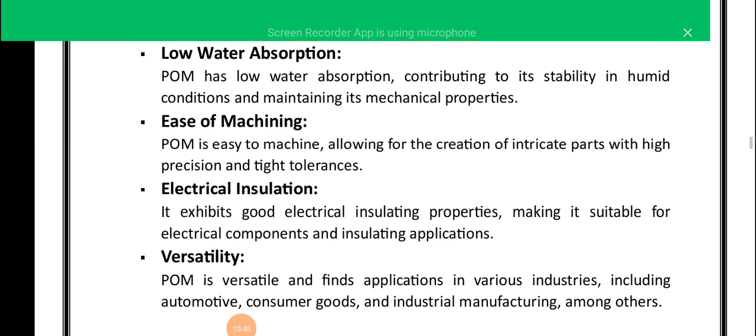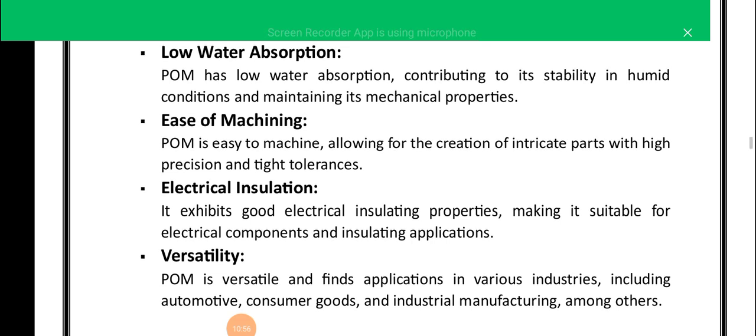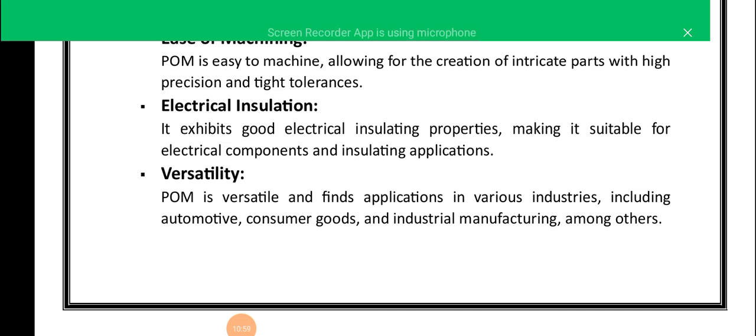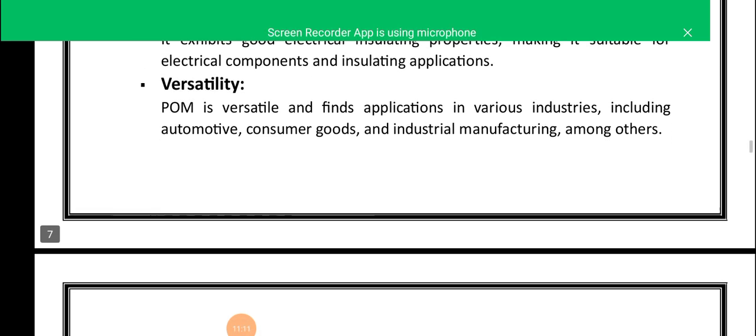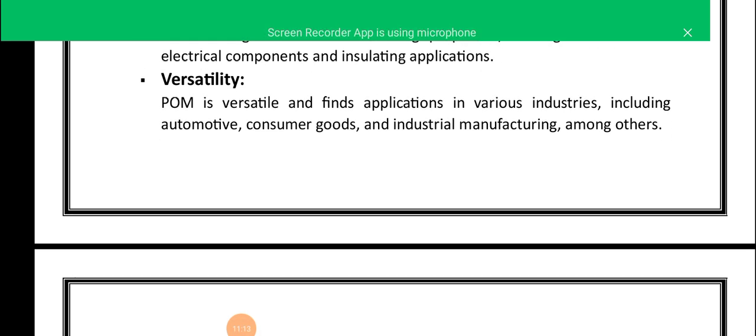Ease of machining. Polyoxymethylene is easy to machine, allowing for the creation of intricate parts with high precision and tight tolerances. Electrical insulation. It exhibits good electrical insulating properties, which make it suitable for electrical components and insulating applications. Versatility. Polyoxymethylene is versatile and finds applications in various industries, which include automotive, consumer goods, and industrial manufacturing, among others.